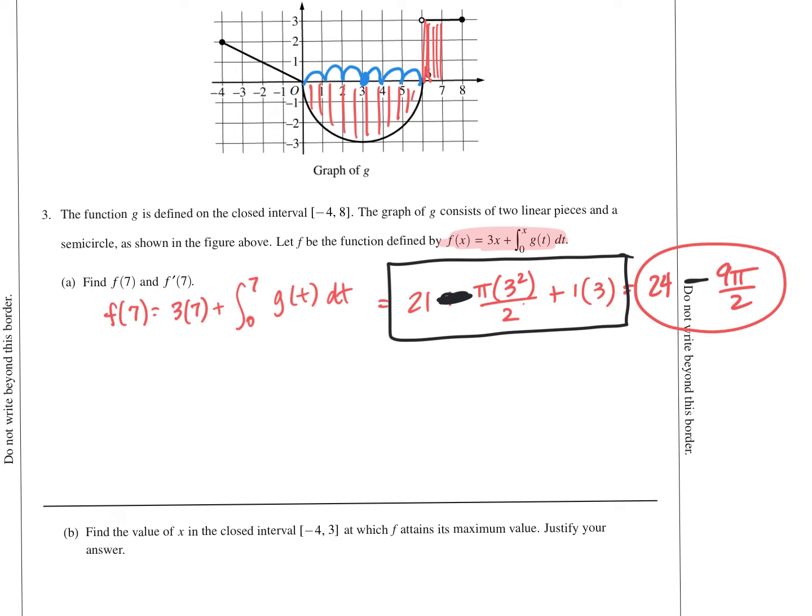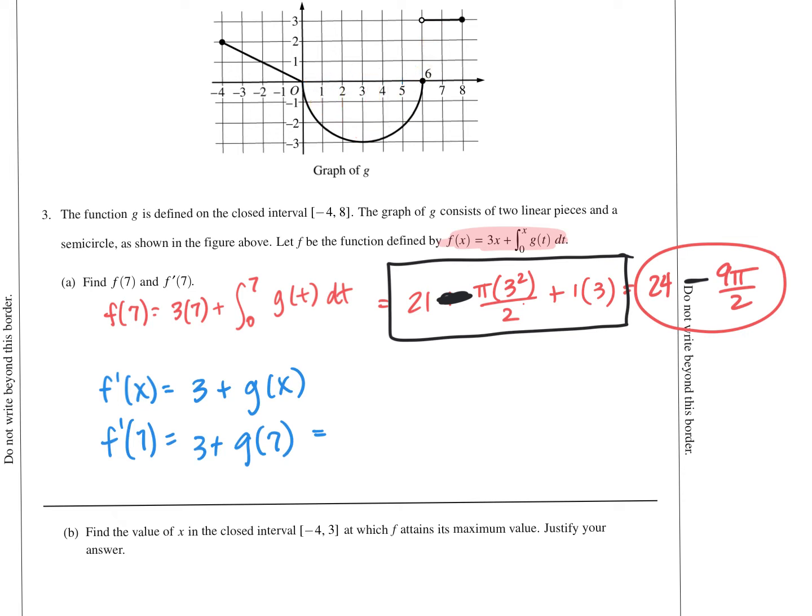And then, if they want f prime, always start with f prime of x. What would f prime look like? I'm going to give you guys a second. I got 6 here. Derivative of 3x got me a 3. Derivative of an integral cancels out, and I was left with g of x. They want f prime of 7, so it's g of 7. The value of the function when x was 7 was 3.